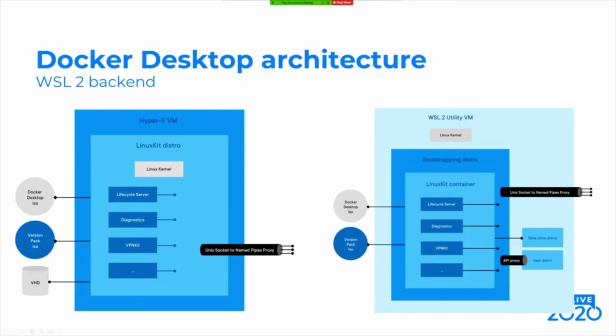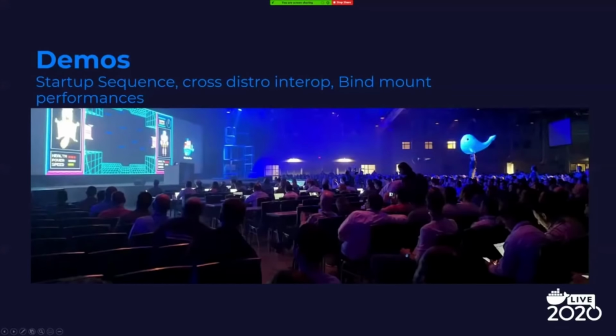And we use the same VPN-Kit bridge, although it runs quite differently. And we did another proxy for handling interop with other WSL distros. And I dig a little bit on that in the demo. So time for the demos. And first, I'd like to focus on the startup sequence.